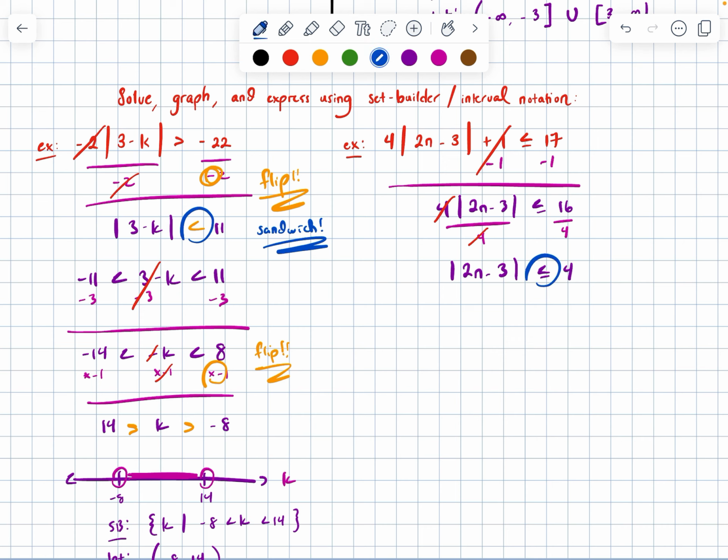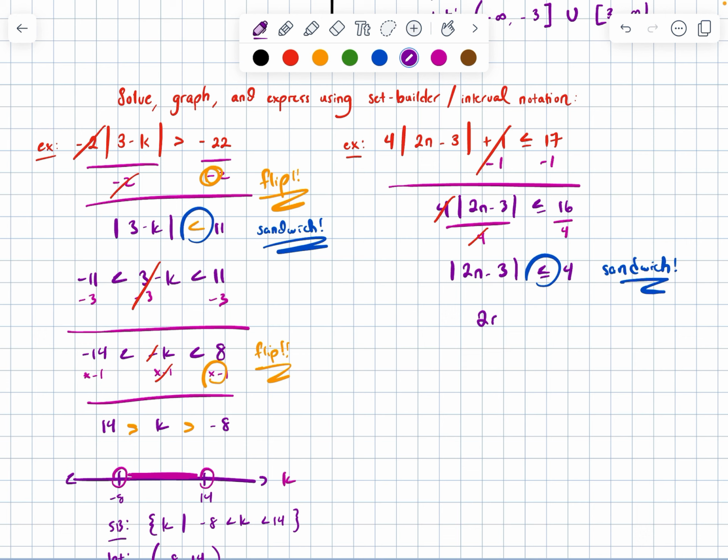From here, again, I'm going to interpret my inequality symbol. I'm saying here the absolute value needs to be less than or equal to the 4. So is it going to be closer to 0 or farther from 0 than 4? 5, 4, 3, 2, 1. Well, if I want something less than 4, right, it's going to need to be closer to the 0. So I'm going to be sandwiched, once again, between the positive and the negative 4.